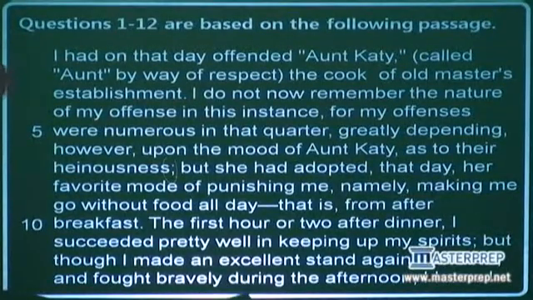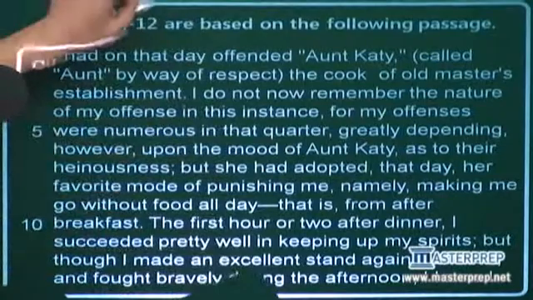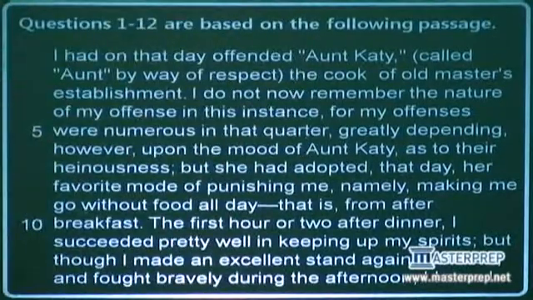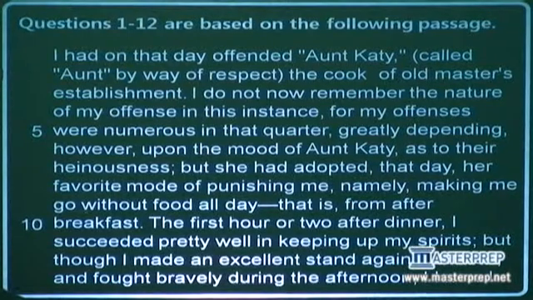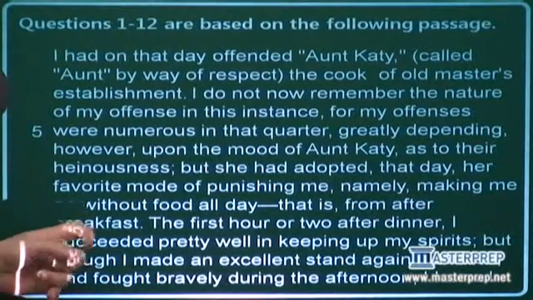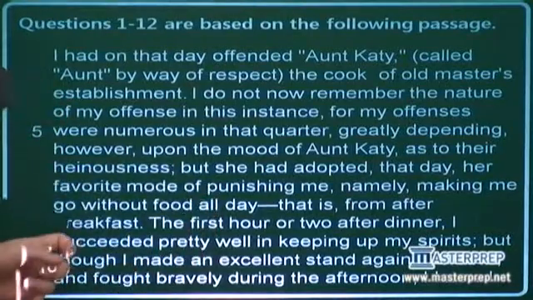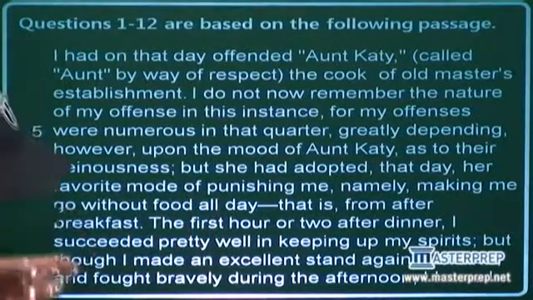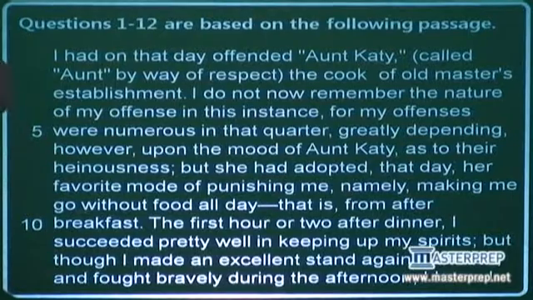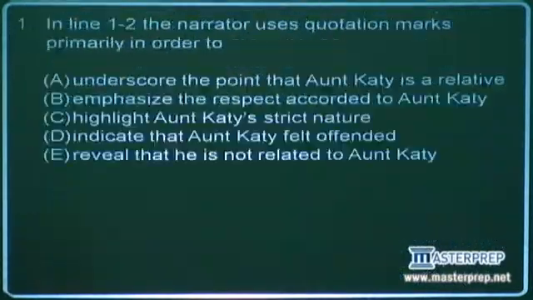Okay, so she's a starvation queen. She wants to starve this little kid, okay, for punishment. And it says, that is from after breakfast. Okay, so basically he gets to eat breakfast. It says food all day. Oh, starting after breakfast. Okay, so it's extra information about the punishment.